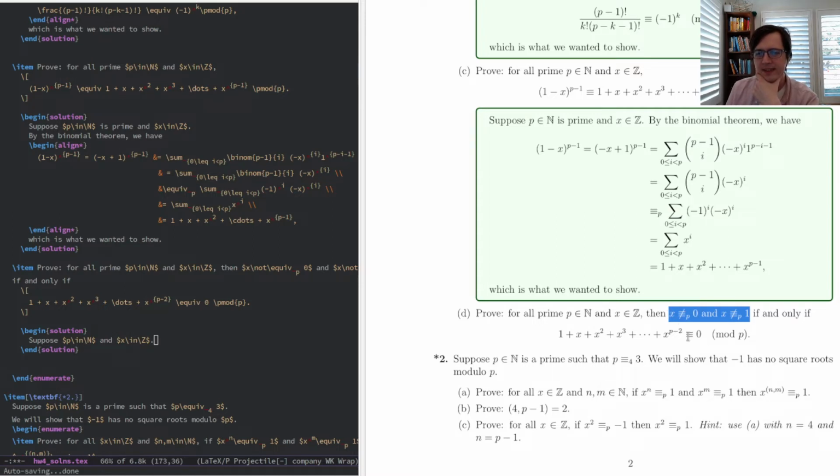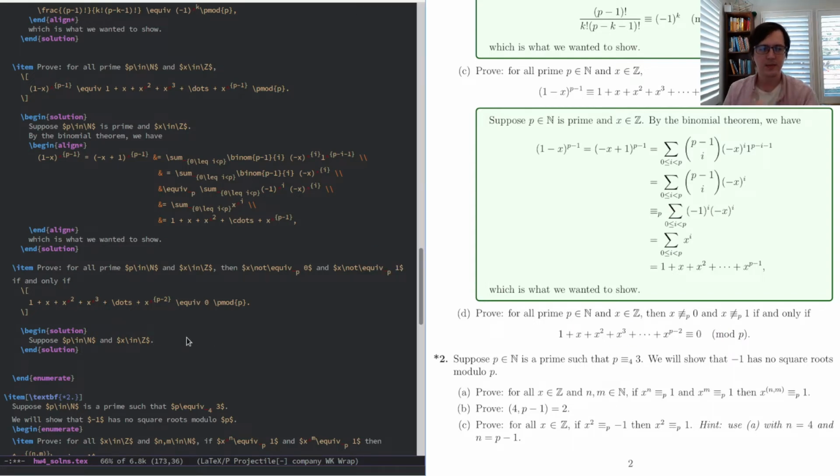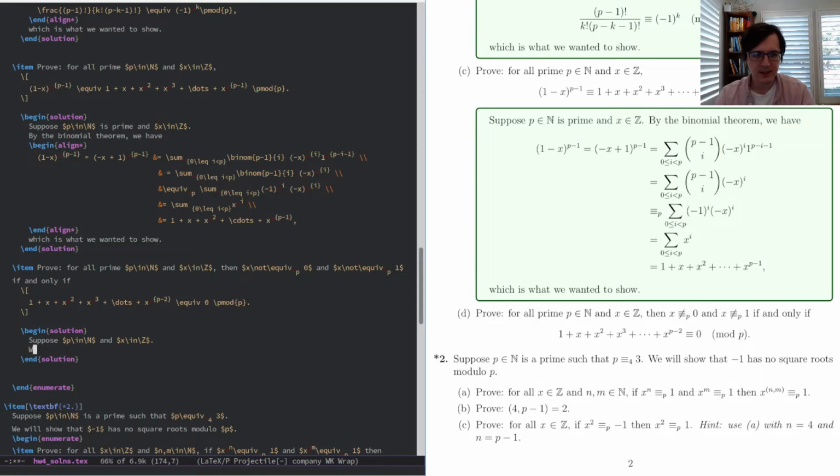It seems easier to show the contrapositive. That's assuming that this is false than showing that that's false. So I'll say to show the logical equivalence we will show, I guess, let's see, how do we say this normally?